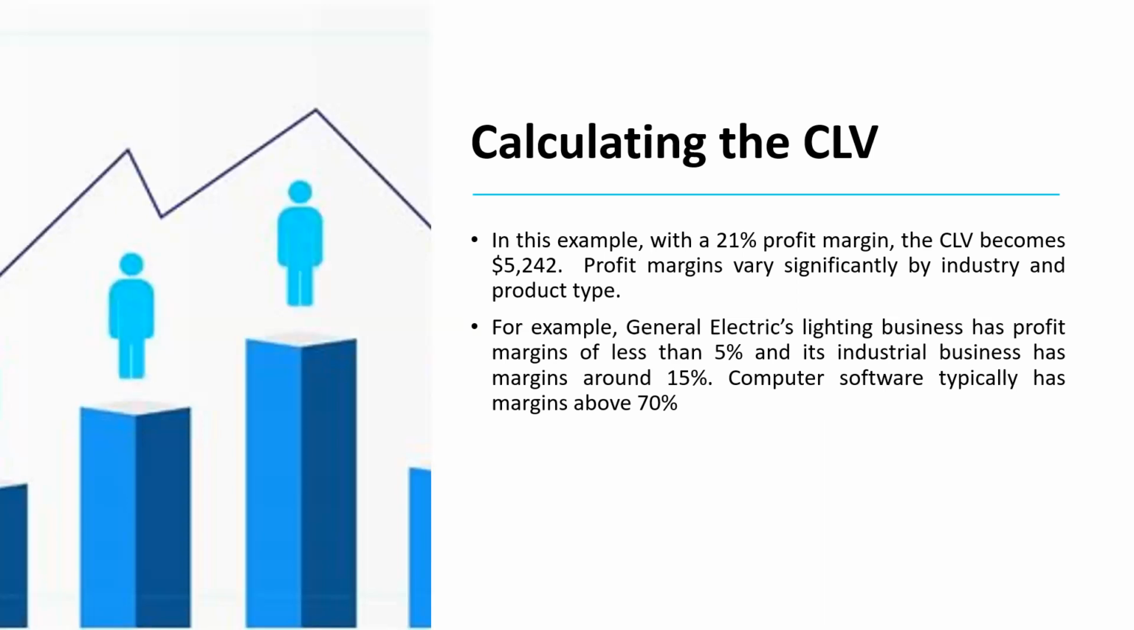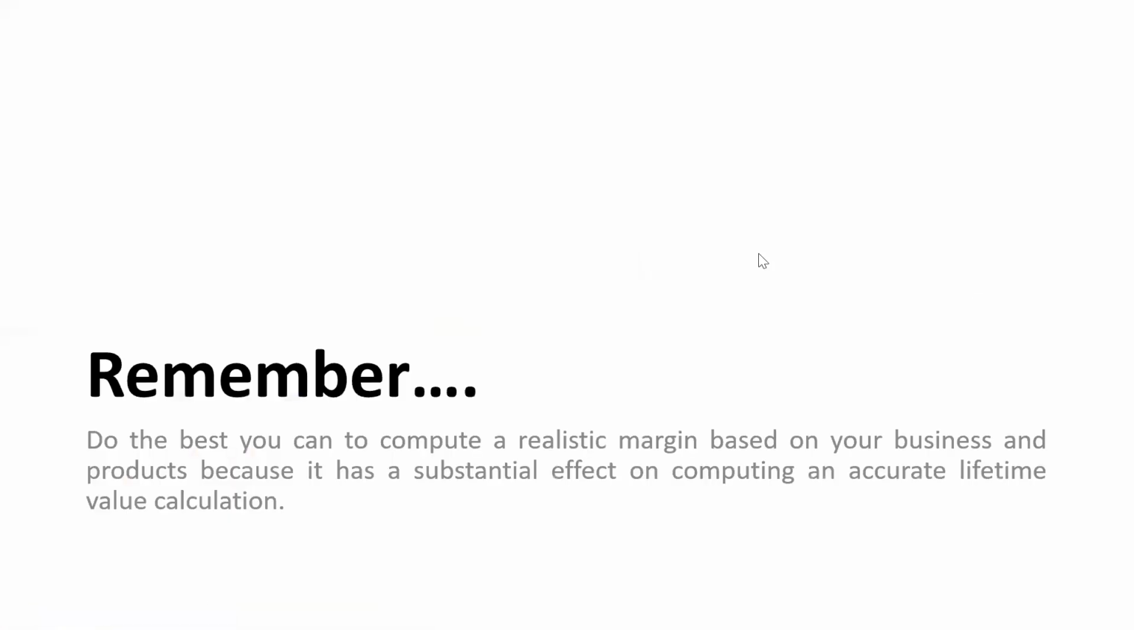So take the General Electric lighting business. They have margins of less than 5%, and its industrial business has profits around 15%. Software business, depending on the business, of course, has a margin of around 70%. So all these factors have to be considered. So remember, do the best you can to compute a realistic margin based on your business and products, because it will have a substantial effect on computing an accurate lifetime calculation. If you don't calculate the margin correctly, it will impact your total calculation of customer lifetime value, which is not good for you.